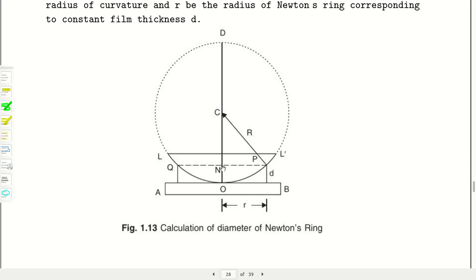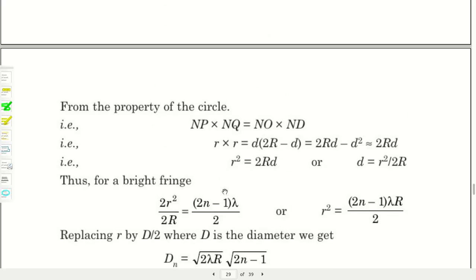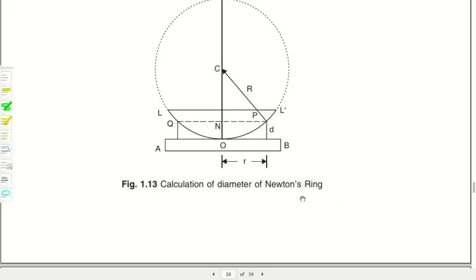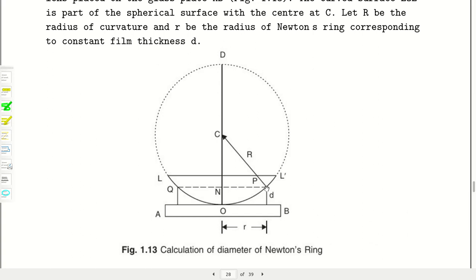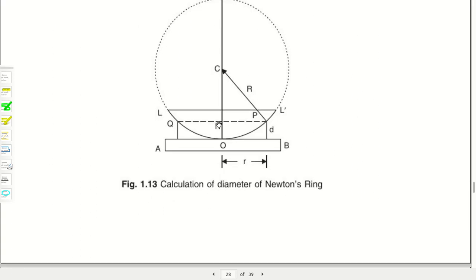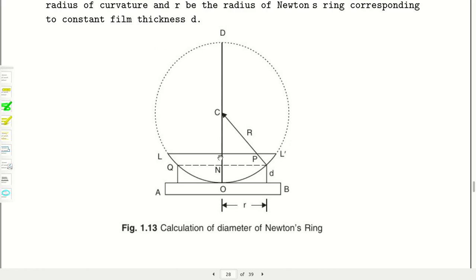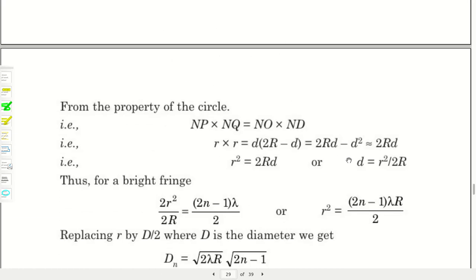So r is also r, so r square is on the left hand side, and NO and ND can be evaluated as d and 2R minus d, where capital R is the radius of curvature of the lens. So CO is capital R, so OD is nothing but twice R. NO is d, so ND is twice R minus d. So this has been put here.